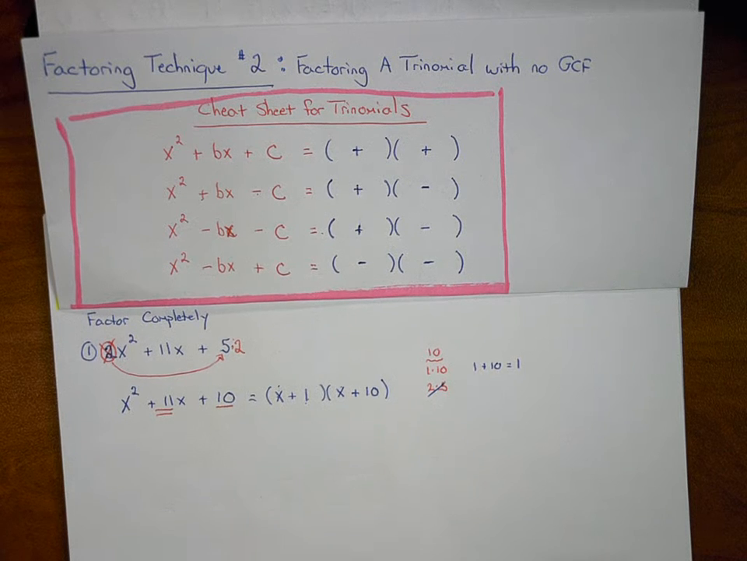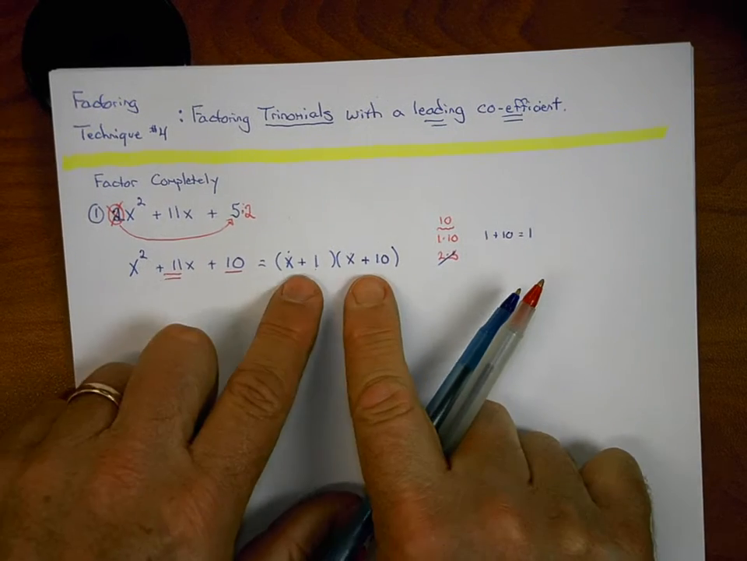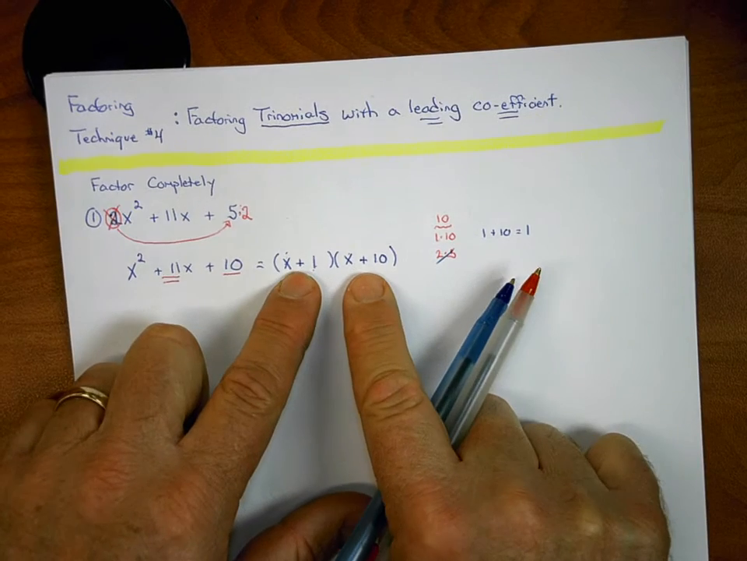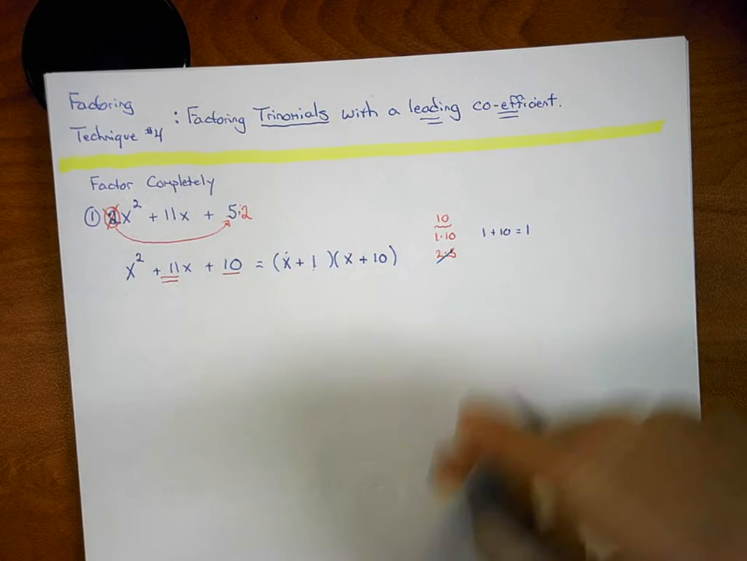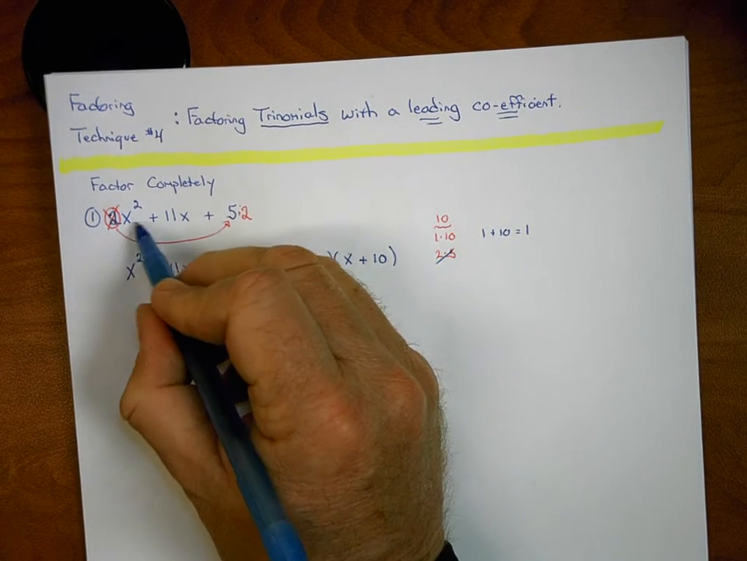Now, many people would stop right here and say, oh, cool, Mr. Trutna, I got my answer. But if you notice, this can't be the answer. The reason is that if I multiplied this back out, it would not get me to what I started with.